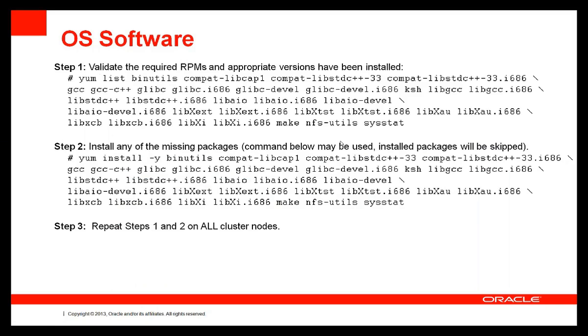So step one, we're going to validate the required RPMs. We're going to use the yum list command to list out all the RPMs. It'll produce a nicely tabular formatted screen output, and you can see exactly what's missing. We'll then install any of the missing packages. In the example that I show, I do a yum install -y and allow any already installed packages to be ignored. If you try to install a package that's already installed with yum, it'll ignore that package. So we list them all out, and then we'll repeat those steps.